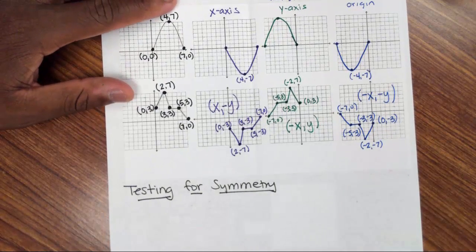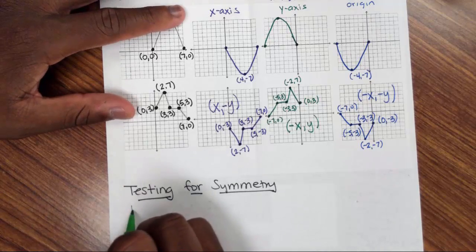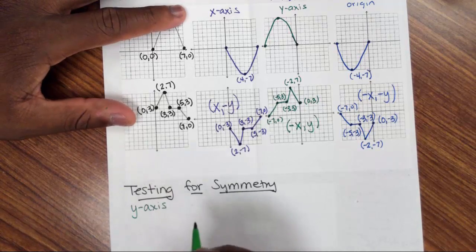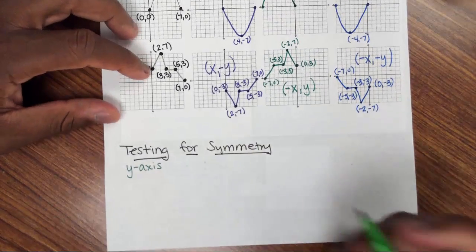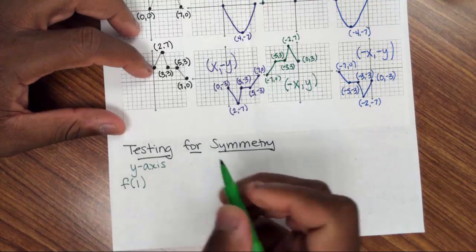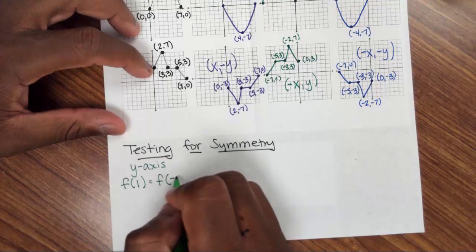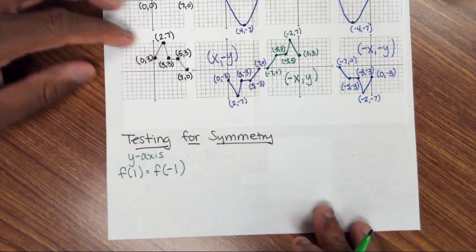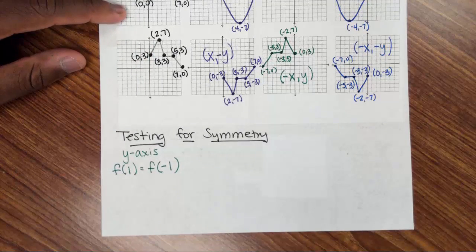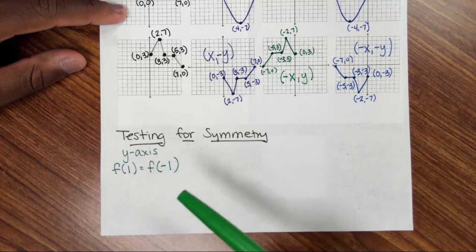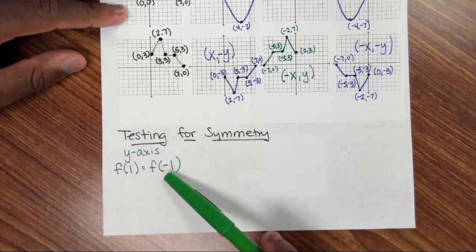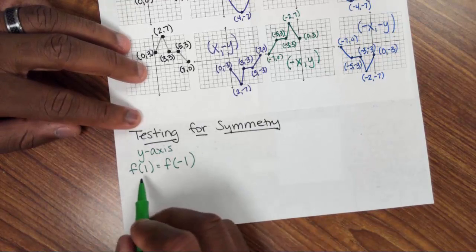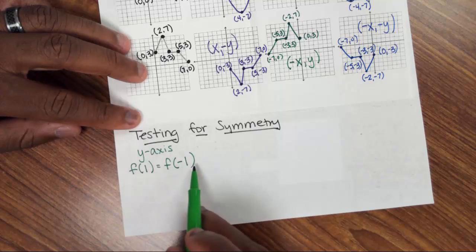Here's how we test for symmetry. For y-axis symmetry, here's what you need to know. A function has y-axis symmetry if f of 1 is equal to f of negative 1. What does this mean? What does it mean when I say f of 1? X is 1, right? What does it mean when I say f of negative 1?